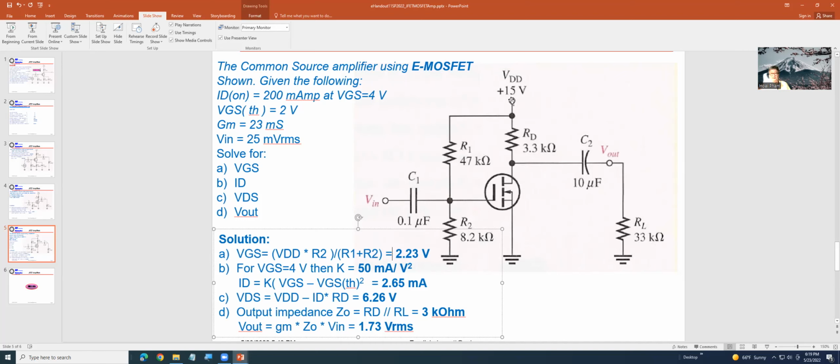So basically, in the AC, you don't have any more 5 volt. They will be routed here. So you get a RD connected from the drain to the ground, and also at the drain you get the RL connected from the drain to the ground. So that's why RD and RL will be in parallel. That's what we already told you right here.